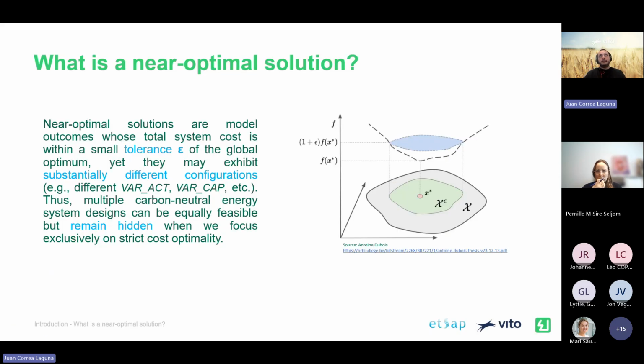So the traditional explanation of the near optimal is that you find the optimal solution from the cost minimization perspective, and you deviate from that. So you open up the space. We call this increasing the tolerance by a factor epsilon that can deviate. That's the additional cost, additional budget that you are giving to a model to find another solution. You might find substantially different configurations, for instance, different capacity, different operations with the same capacity, and so on, because there are a lot of points that remain hidden in that.